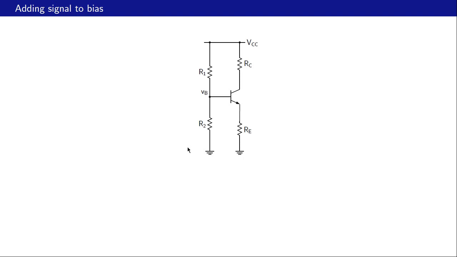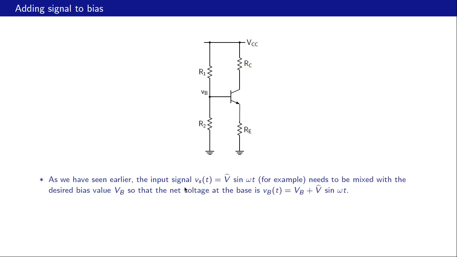Okay, we have now found a reasonably good biasing scheme which is insensitive to the transistor beta value. And now the next challenge is to add the signal to the bias. So here in this circuit there is no signal anywhere. There are only DC quantities or bias quantities. Now to that we want to add the signal. If we cannot add the signal, of course the whole amplifier is useless, because then it will not be amplified.